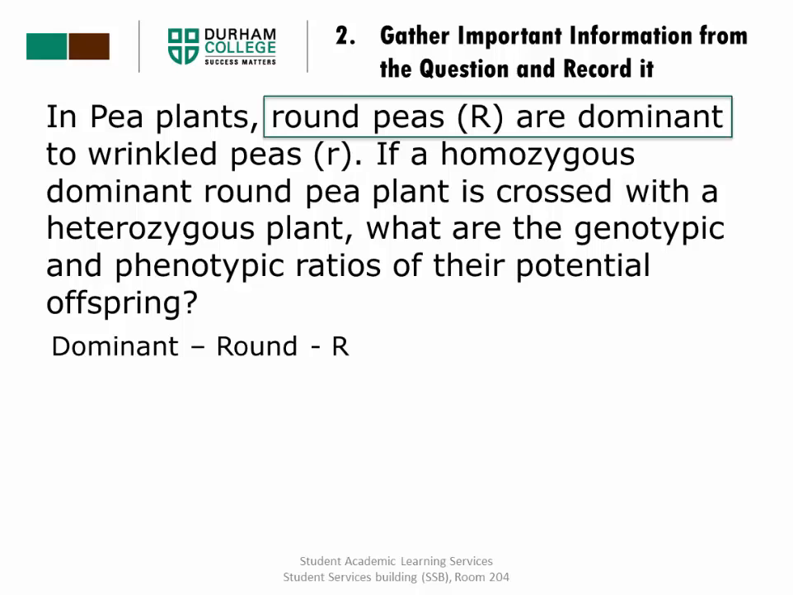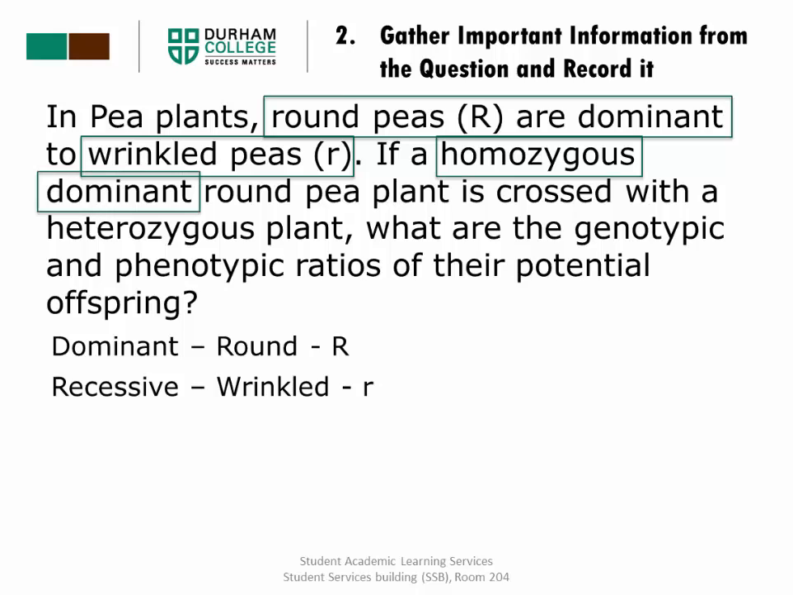We can also see that wrinkled peas are represented by a small r. What we need to remember is that if the round peas are dominant, that means that the wrinkled peas are recessive. And so even though that information isn't given to us specifically, we should record that as well in the space provided. As we continue reading through the question, we can see that one of the parents is homozygous dominant.